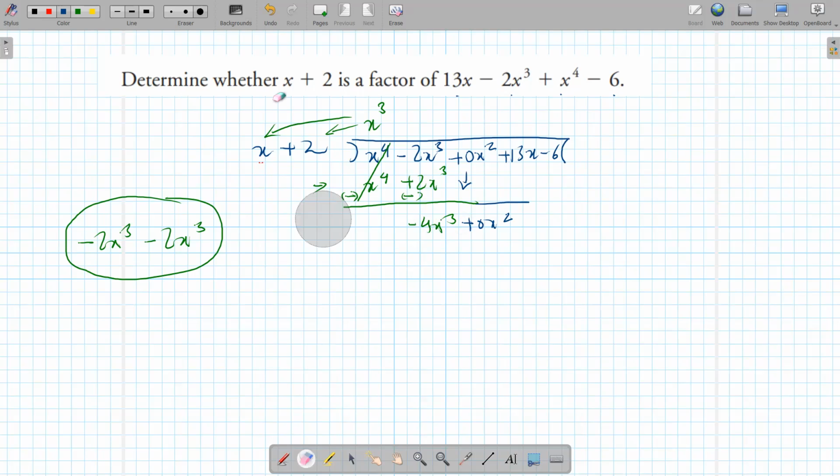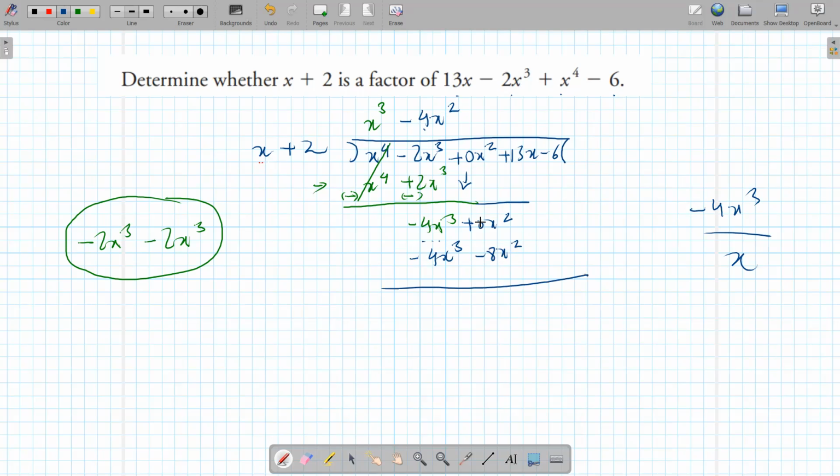And now we ask ourselves, how many times does x go into negative 4x cubed? x to the power of 2. There is x to the power 2, but there's something else as well. We're doing negative 4x cubed over x. Negative 4x to the power of 2. That is right. And then we just multiply. Negative 4x squared times x is negative 4x cubed. Negative 4x squared times negative 2 is negative 8x squared.